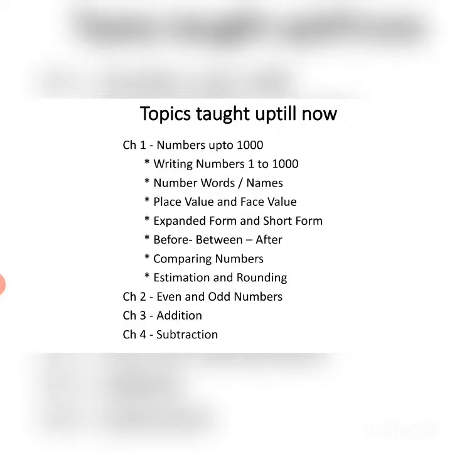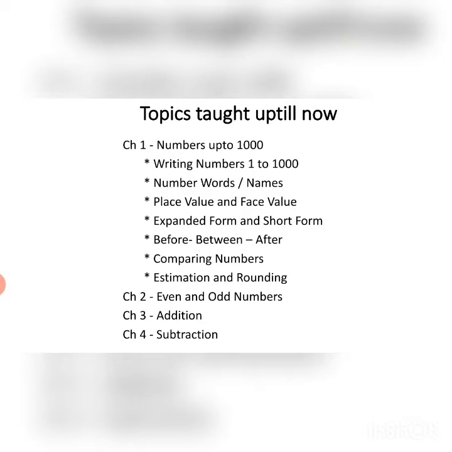Chapter 1, Numbers up to 1000. Writing numbers 1 to 1000, number names, which means write in words and write in numerals, we already have done. Place value and face value, expanded form and short form, before, after and between, comparing numbers, estimation and rounding. Chapter 2, even and odd numbers, we already have done. I hope you have practiced.